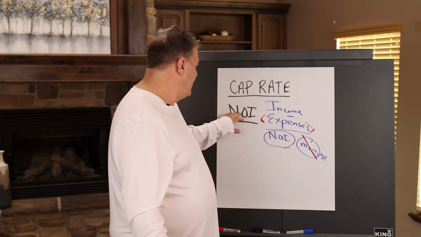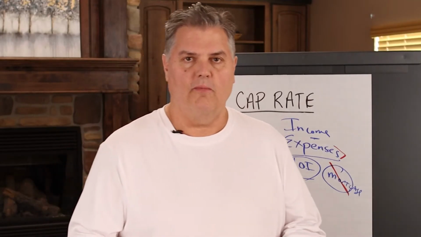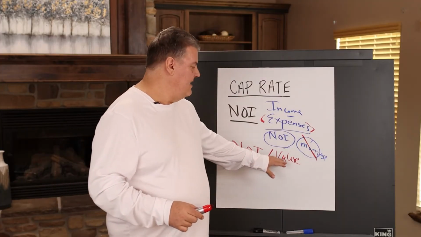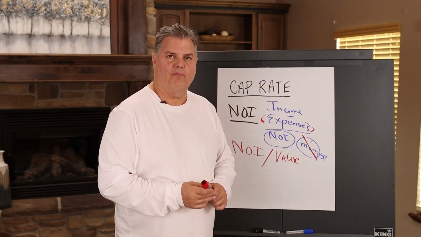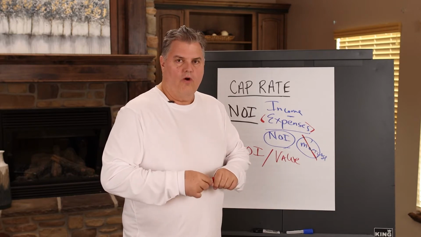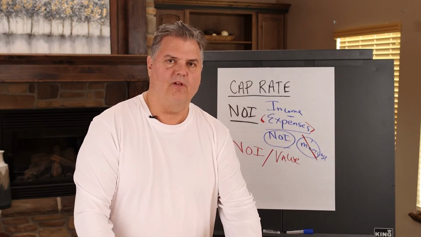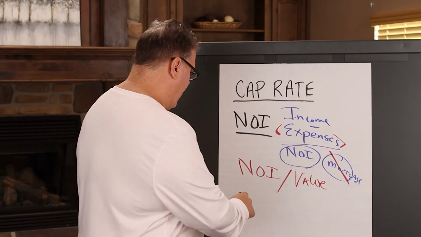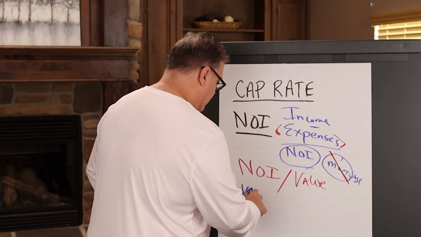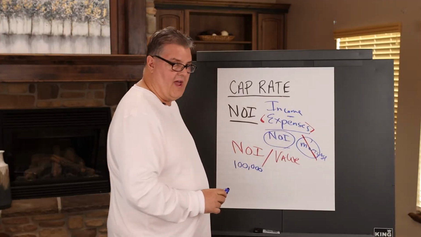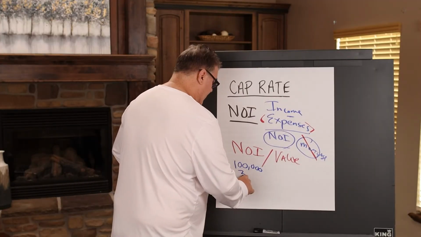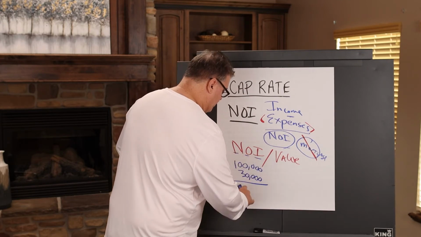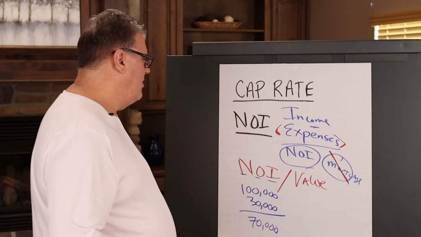The net operating income is then used in a formula to figure out the cap rate. So the net operating income divided by the value gives us the cap rate, okay? So what would be an example of how to do that? So if I have a property that has $100,000 in rent and income and $30,000 in expenses, the NOI would be $70,000.